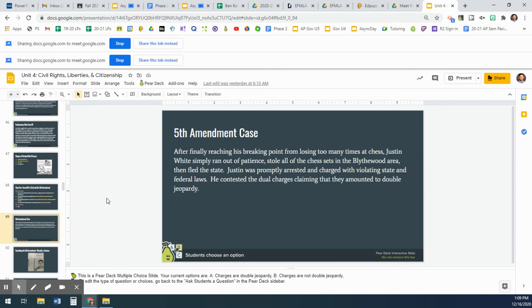So oftentimes when criminals are not able to be convicted in the state court, sometimes the federal court will charge them and go through a trial in an attempt to get a new verdict, and ensure that the person is held accountable for their crime.